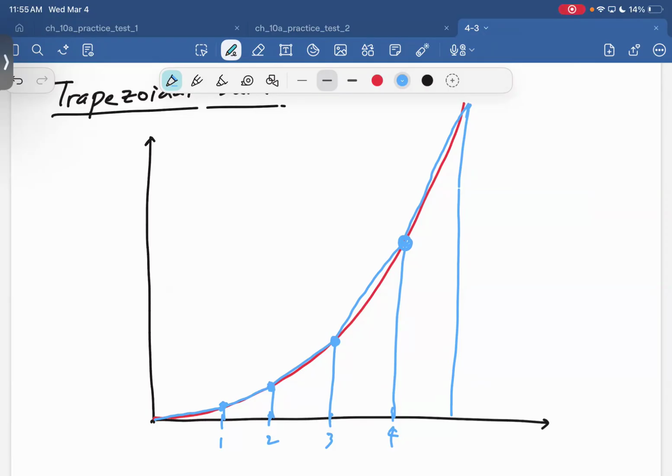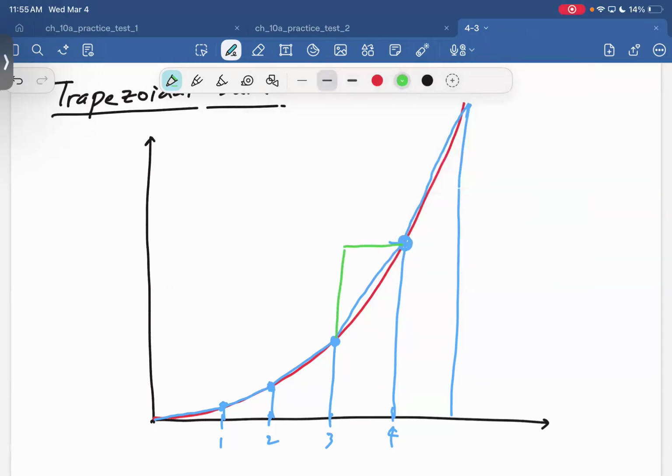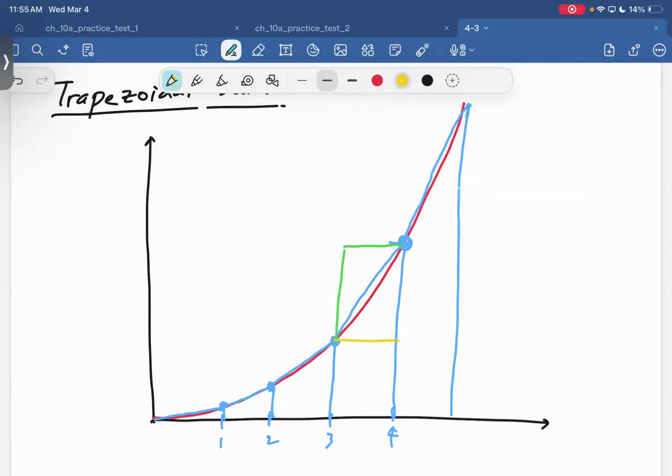So actually, if you think about it, this is going to be the average of the left and right Riemann sums. That is because the area of the trapezoid is just going to be equal to the average of this rectangle here and this rectangle here. Do you guys agree with this?